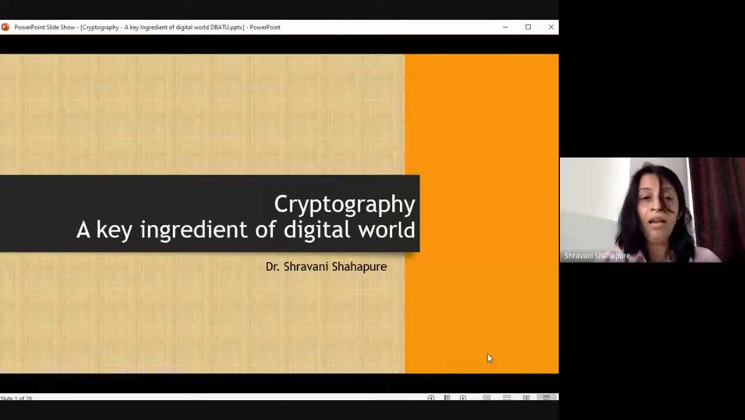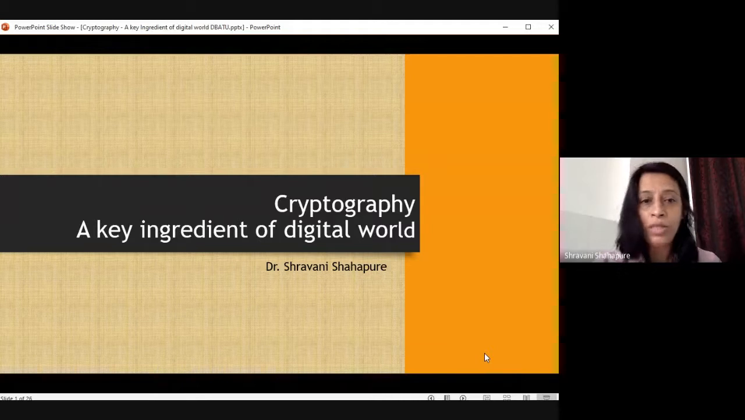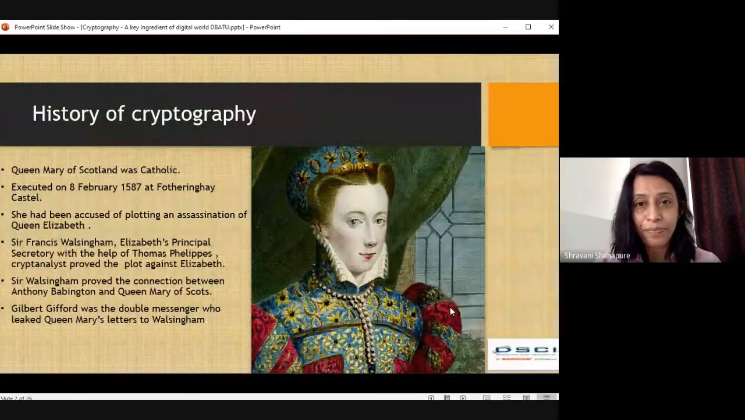In science, and it was very ancient science, people were using this cryptic language. We cannot discuss all the history, but many historical events have changed course due to cryptography. The very important event that touched my heart when I was going through the history of cryptography is the execution of Queen Mary of Scots, who was accused of plotting the assassination of Queen Elizabeth.